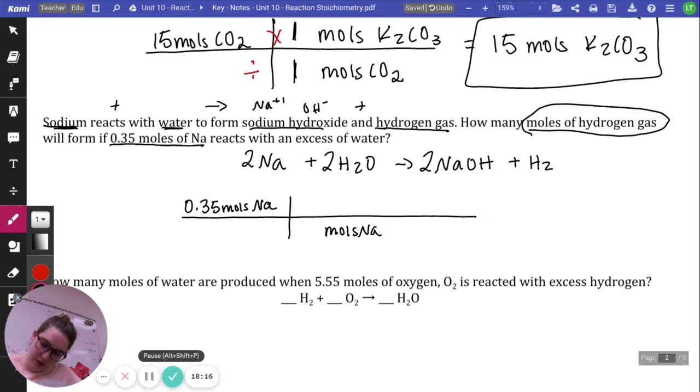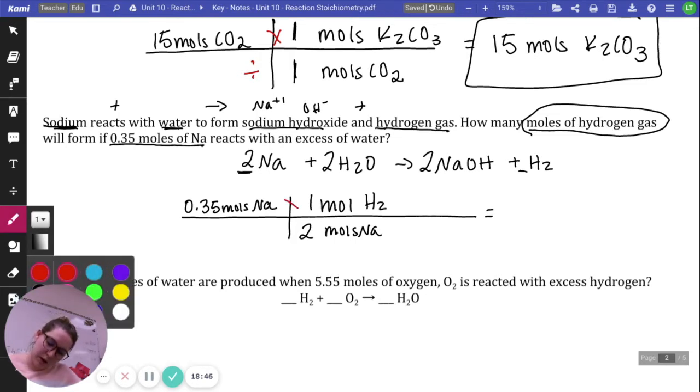I don't want moles of sodium. I'm looking for moles of hydrogen gas. And I'm going to do my mole to mole ratio. So for my balanced chemical equation, I have 2 moles of sodium, and that is going to produce 1 mole of hydrogen gas. So I have my mole to mole ratio. Now I need to convert to what the problem's asking for. So my problem is just asking for moles. So I can go ahead and solve.